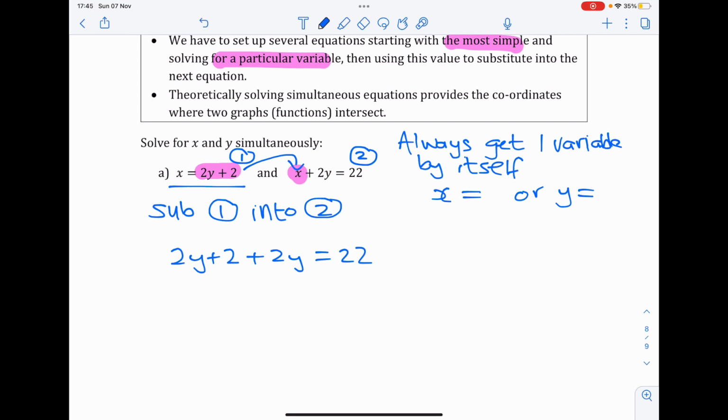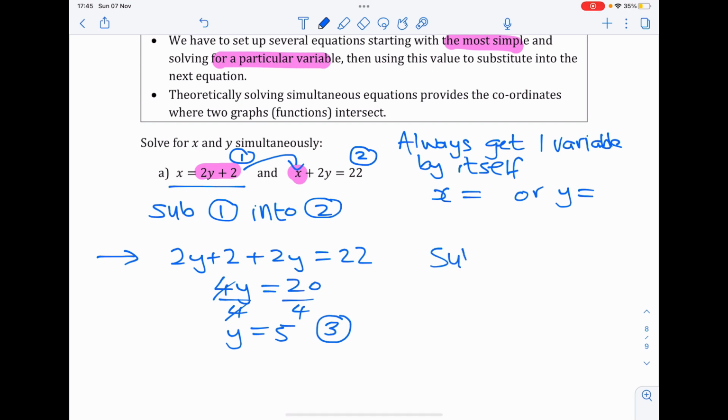And now our equation is all y's. There's no x's. This is the whole reason we do this. So 4y is equal to 20. Divide both sides by 4. y is equal to 5. That value of 5 then becomes equation 3. And now we substitute equation 3 into equation 1 so we can solve for x.